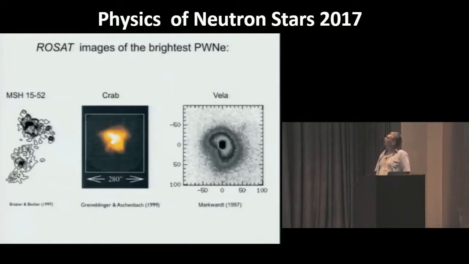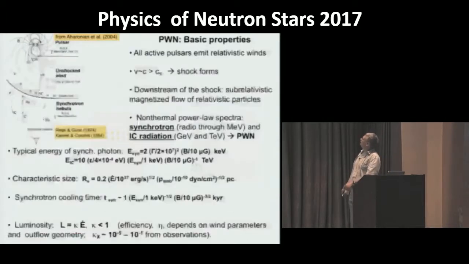So these are images of the brightest pulsar wind nebulae, which were obtained with ROSAT, right? So maybe you can still recognize which pulsar wind nebulae these are, if you saw just Chandra images. So this is Vela, Crab, and MSH 15-52. I will, of course, show the Chandra images as well.